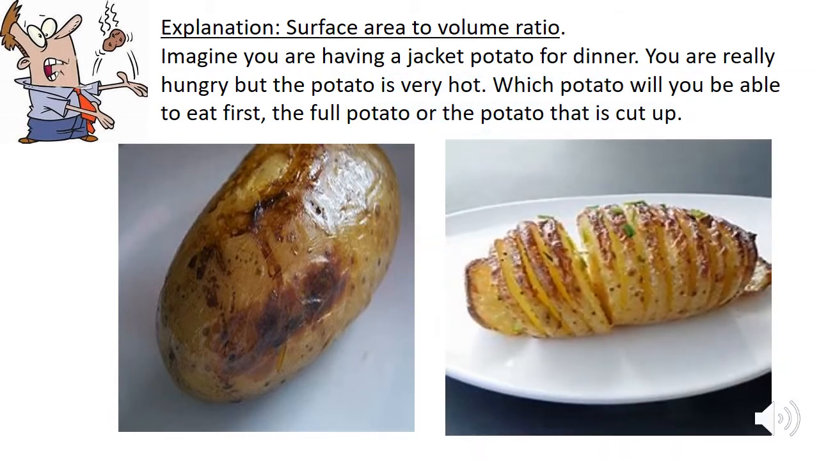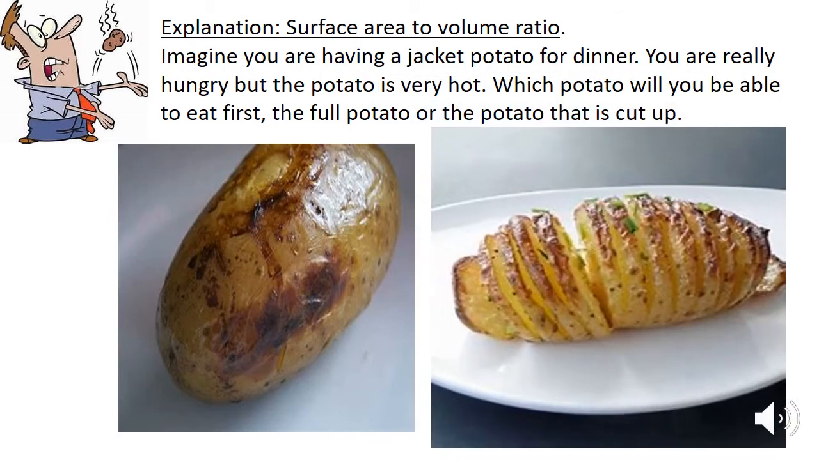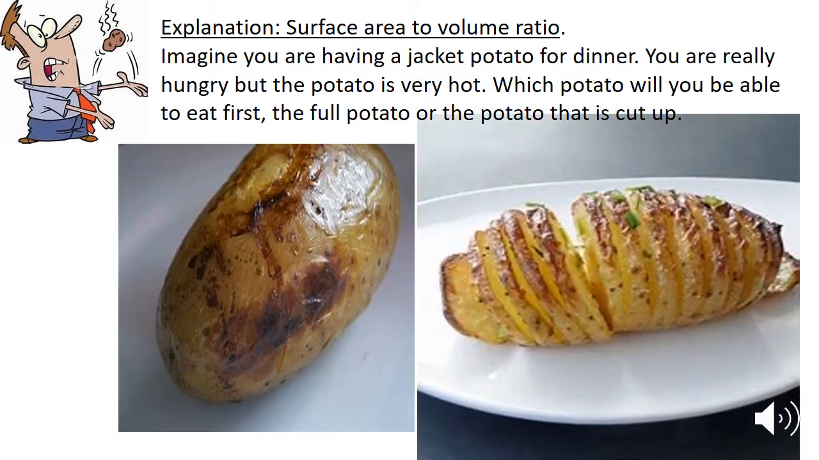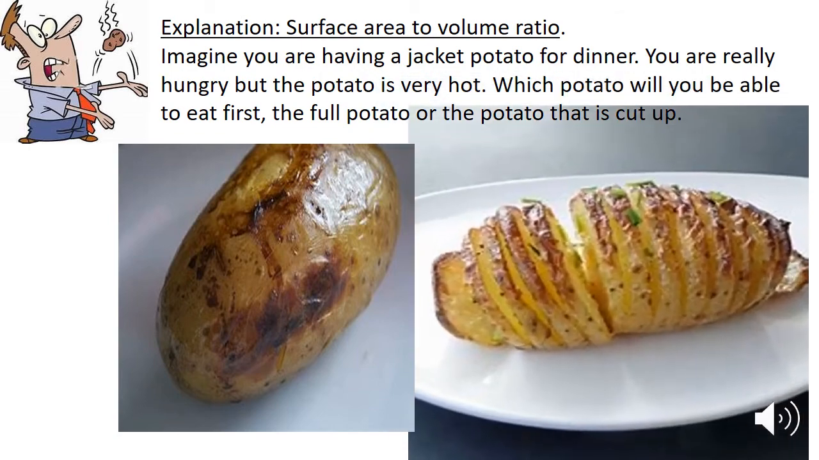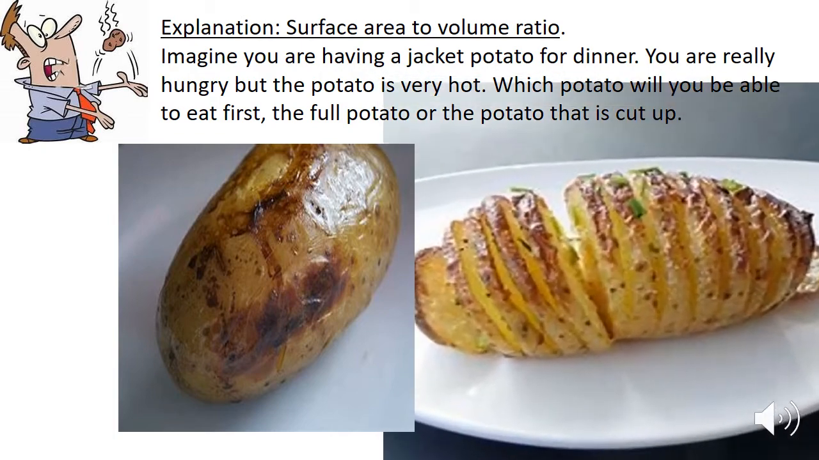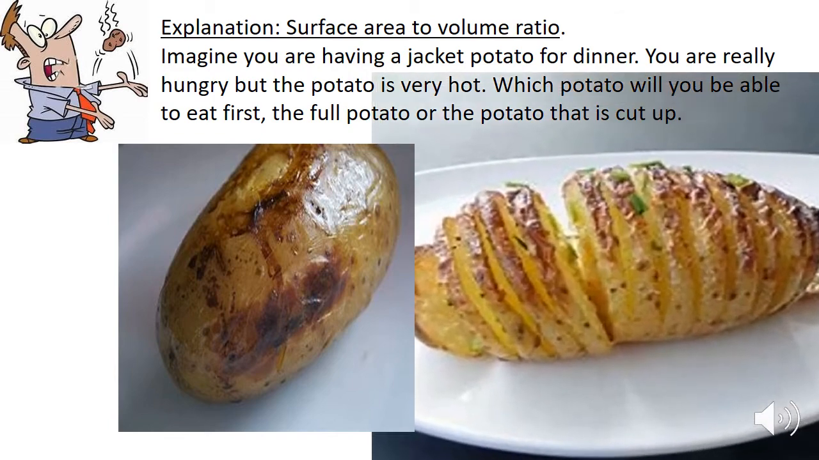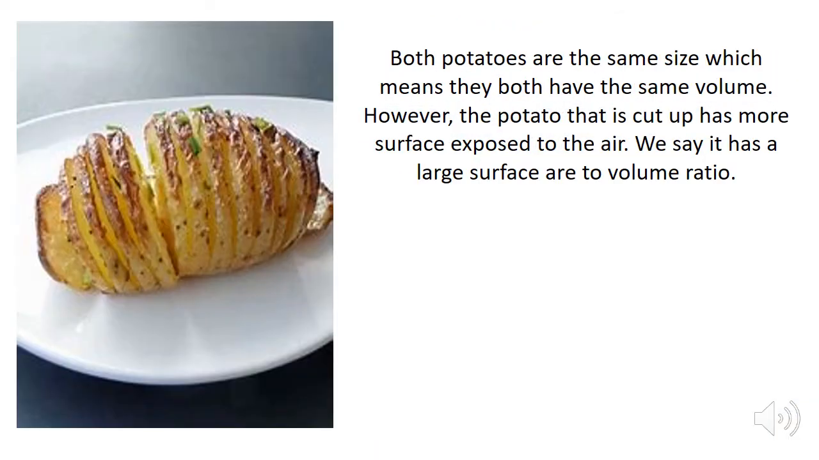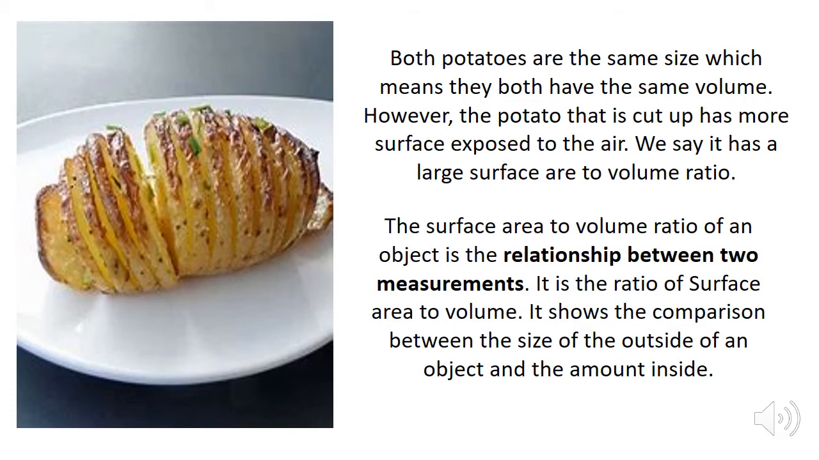So as both potatoes were the same size, we would say that the one on the right has got a larger surface area to volume ratio. So just to recap, both potatoes are the same size, which means they both have the same volume. However, the potato that is cut up has more surface exposed to the air, so we say it has a large surface area to volume ratio.